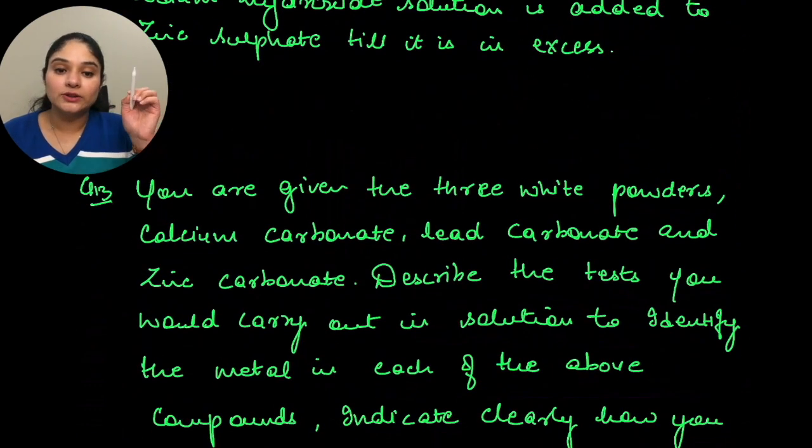You are given the 3 white powders, calcium carbonate, lead carbonate and zinc carbonate. Describe the tests you would carry out in solution to identify the metal in each of the above compounds.